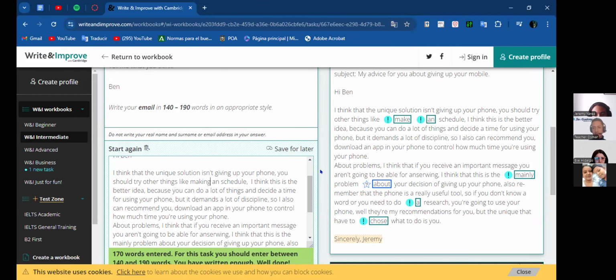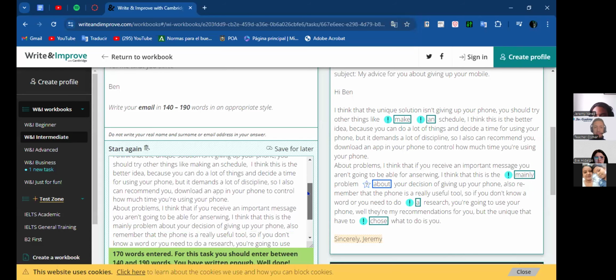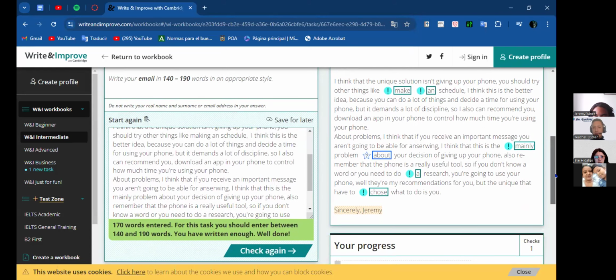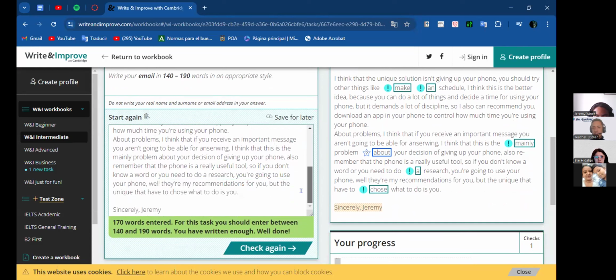Like making a schedule. Excellent. I think this is the best idea because you can do a lot of things and decide the time for using your phone. But it demands a lot of discipline. So I can also recommend you download an app in your phone to control how much time you're using your phone. Excellent, that part is correct. About problems, I think that if you receive an important message, you aren't going to be able for answering. Answering. I believe here you have a spelling mistake, okay? It's answering. Yeah, you can change it.